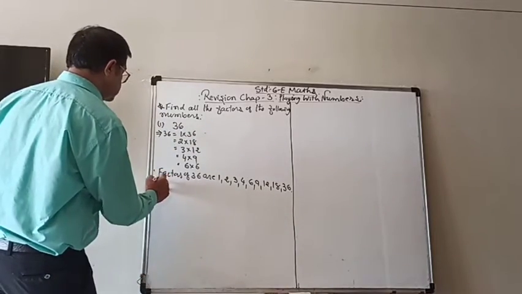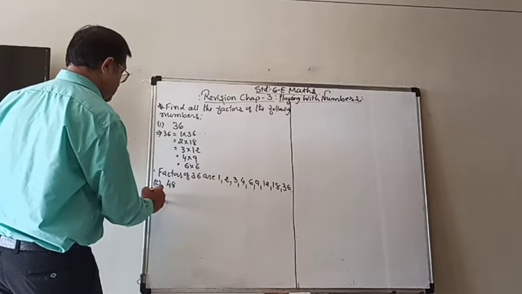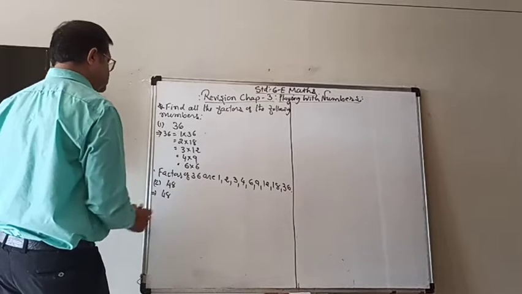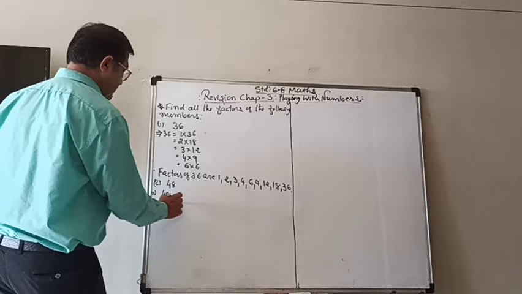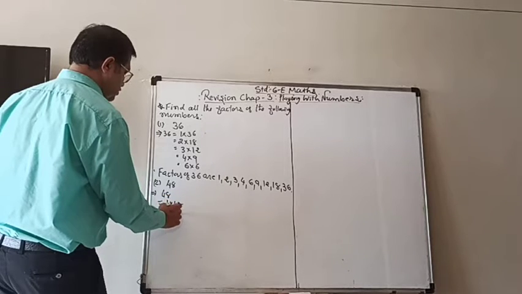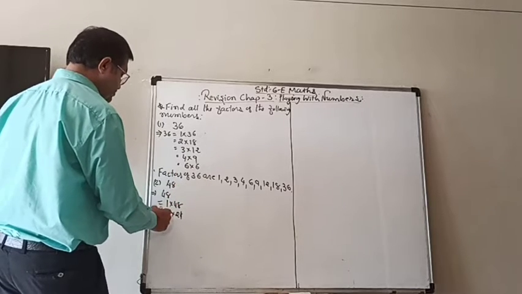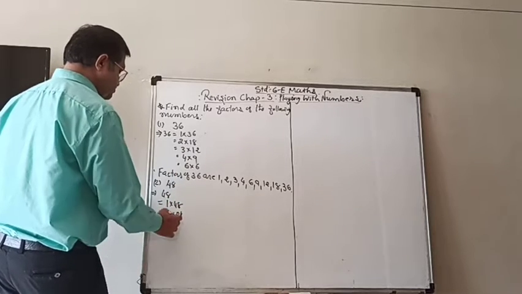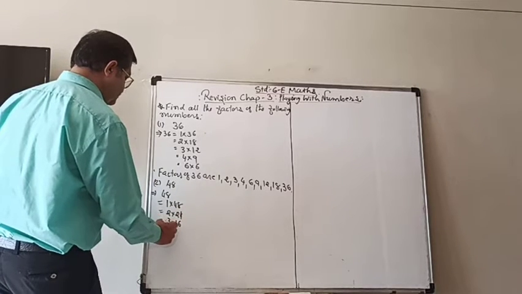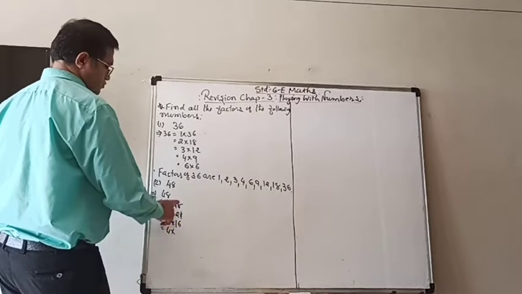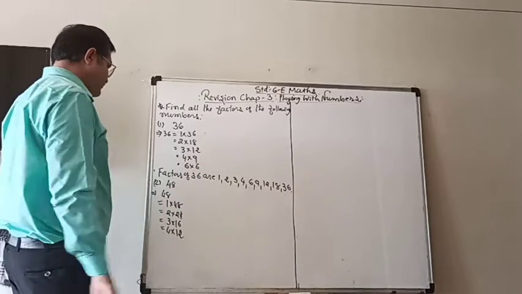Second, 48. So now we will write down that also, like 48. 1 multiplied by 48. 2 multiplied by 24. 8 plus 4 is 12, so it is divisible by 3 also. 16 3s are 48. It is divisible by 4 also. 12 4s are 48. It is not divisible by 5.